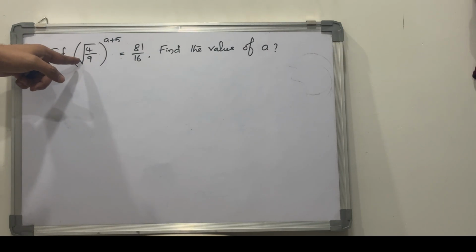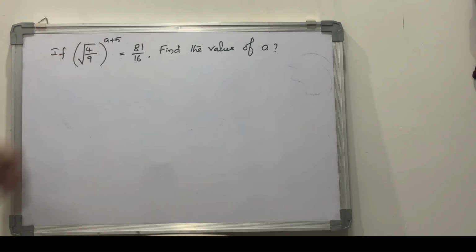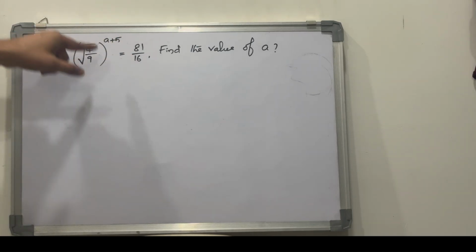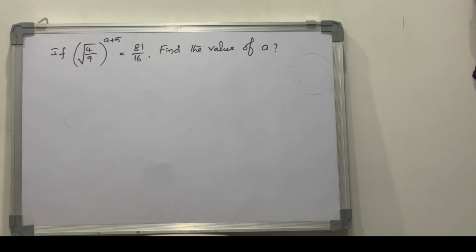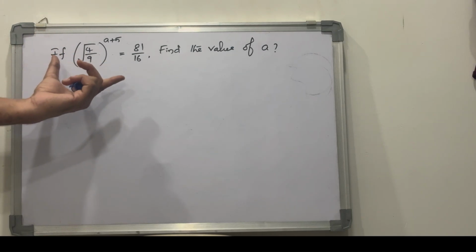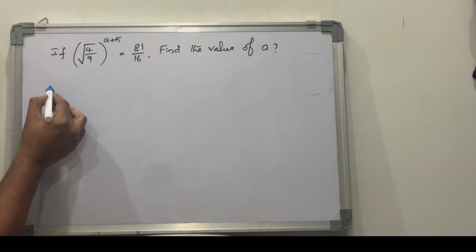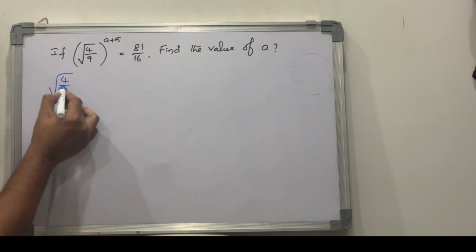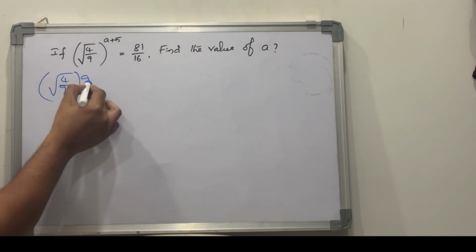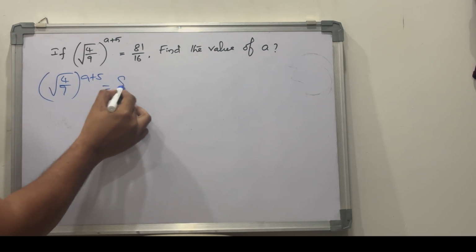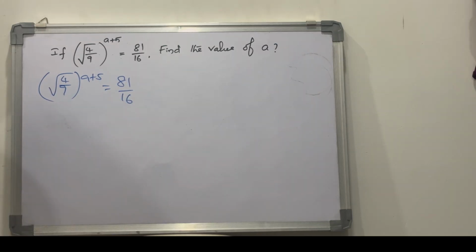In this video, we are going to solve these kind of problems. Whenever root 4/9 whole power a plus y is equal to 81/60, we have to find the value of a. Okay, so we are going to learn these kind of problems. First of all, we have to write the condition. The given condition is root 4/9 whole power a plus y is equal to 81/60.